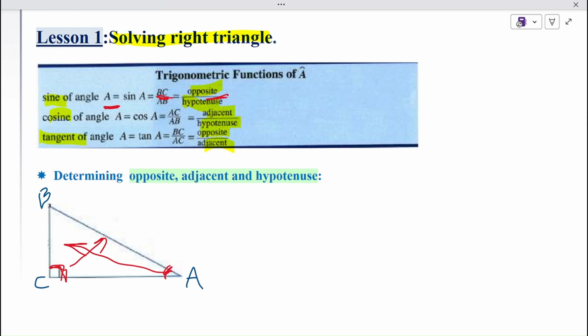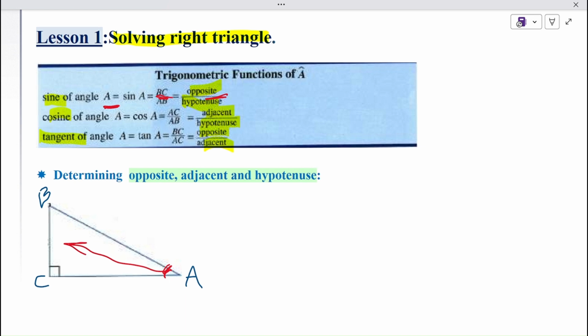What about cosine? Cosine of A is adjacent. Where is the adjacent of A? Of course, the adjacent of A is here. This is called the adjacent of A. The adjacent of A is AC, then over hypotenuse. The hypotenuse is here. It means BA or AB. What about tangent? Tangent is equal to opposite, opposite is here, BC, over adjacent, which means AC. This is about the rule and determining opposite, adjacent, and hypotenuse on this triangle.